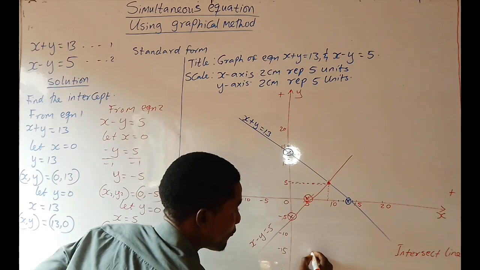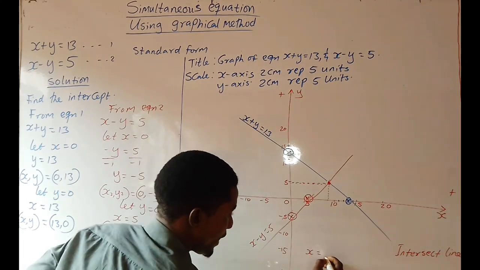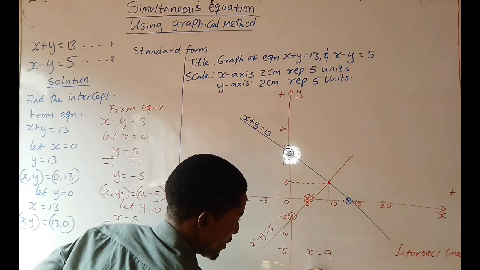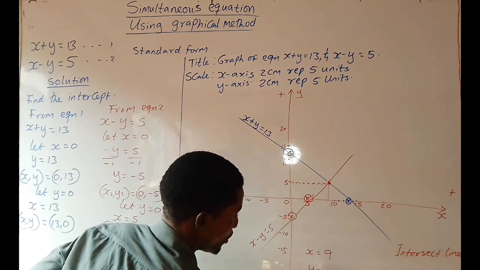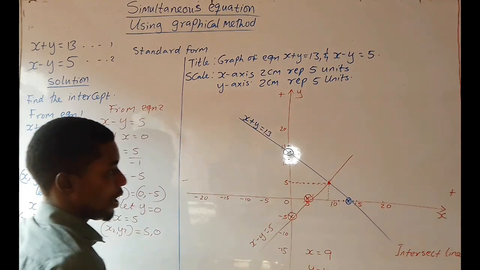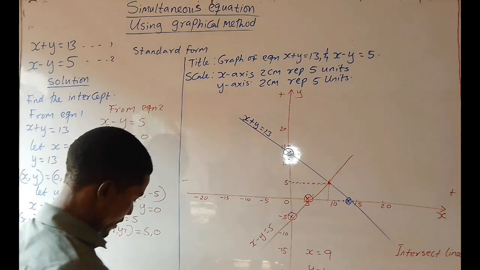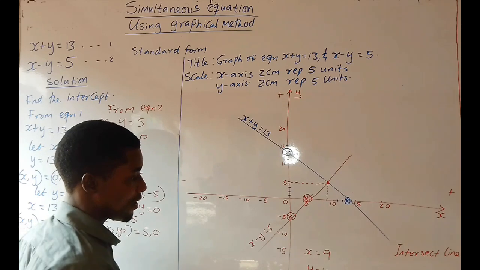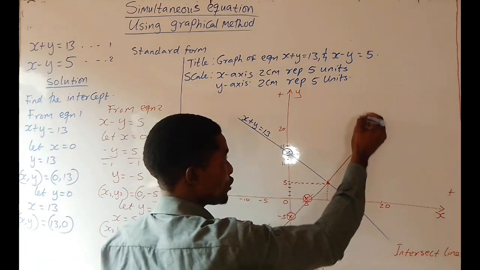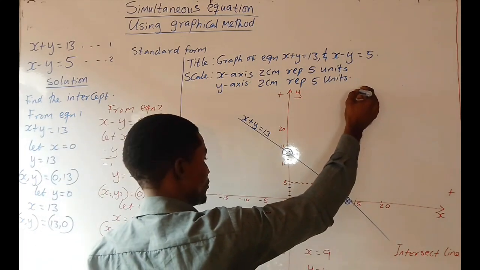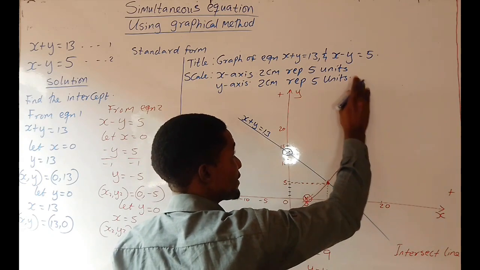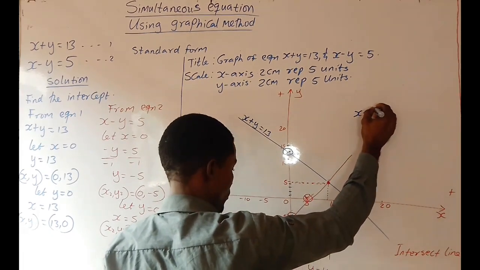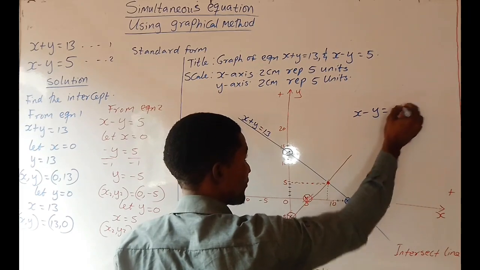So for my x, our x is 9 and my y is equal to 4. Now let's check if our answers are correct using equation 2. Let's use equation 2, which is x minus y equals to 5.